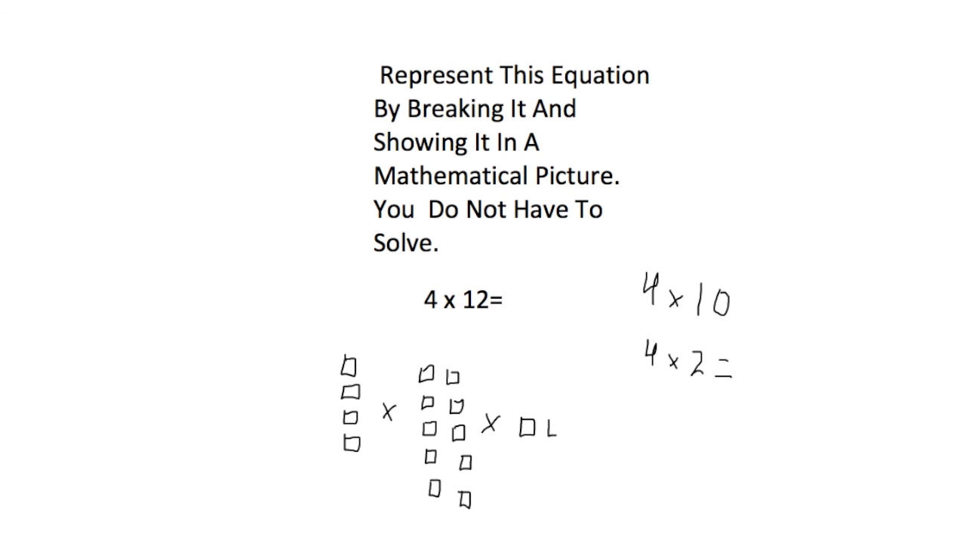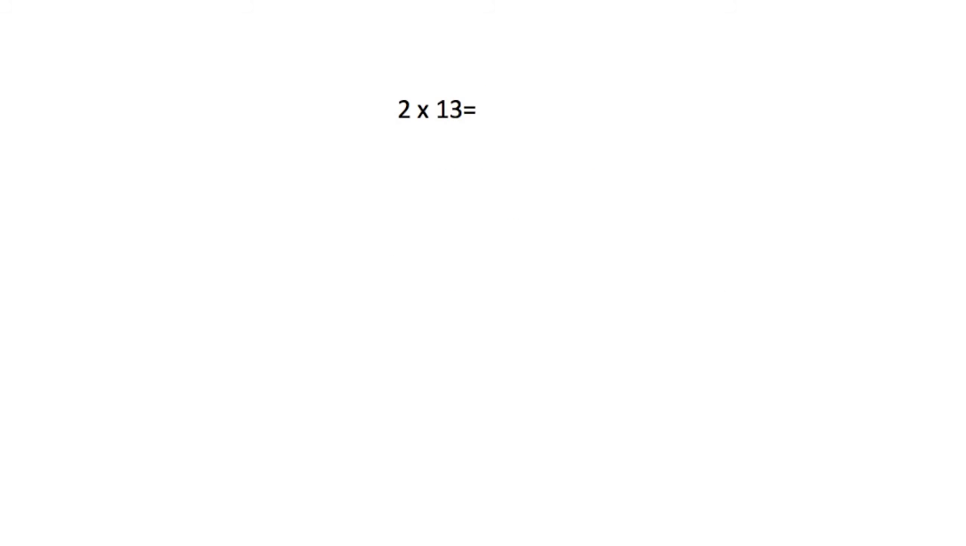And there you go. That's our picture of the multiplication equation broken up. So we have 4 blocks because we have 4 here. We broke up 12, which is 10 and 2. So that's 10 and 2. Let's move on to our next example here. 2 times 13. Now let's just solve.